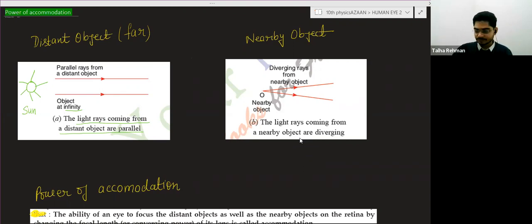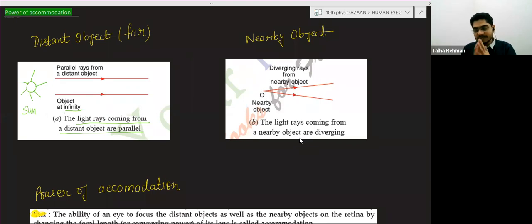So basically, if I want to see a nearby object, diverging rays will enter into my eyes. For the image formation in the eye, there will be converging of the light rays, because in the eye we have a converging lens. So to converge the diverging rays, the power of the eye lens should be very large.